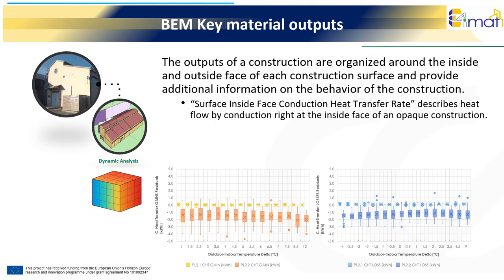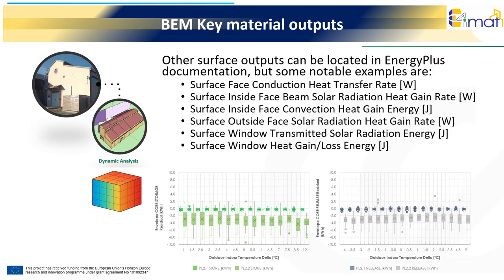Likewise, its outside counterpart describes heat flow by conduction right at the outside face of the construction. Once more, the sign convention indicates that a positive value means that the conduction is towards the outside face. A negative value means that the conduction is directed into the core of the heat transfer surface. When averaged, the combination of the inside face conduction and outside face conduction helps to describe the conduction situation in the construction in a nominal way. Here, the sign convention for the outside face is switched to match the inside face. Therefore, positive values indicate heat flowing into the thermal zone.